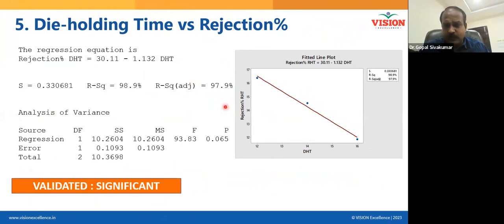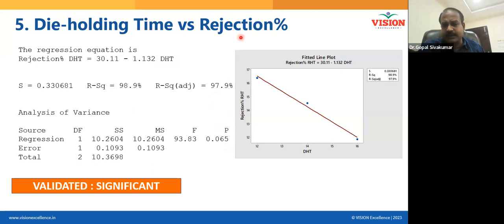An R square value of more than 80% and a lower p value. Sometimes the p value threshold is less than 10%, sometimes it is less than 5%. Here it is less than 10%. You can see 0.065, that means 6.5%. Lower p value and higher R square statistically confirm that die holding time is related to rejection rate.